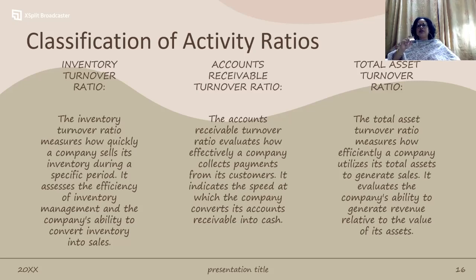Total asset turnover ratio. The total asset turnover ratio measures how efficiently a company utilizes its total assets to generate sales. It evaluates the company's ability to generate revenue relative to the value of its assets.